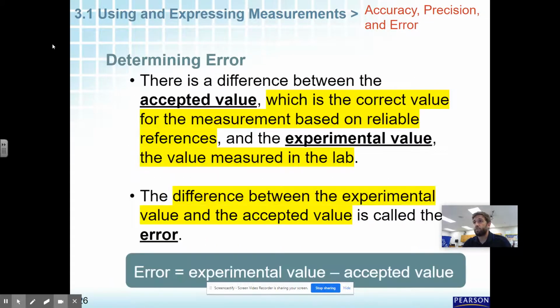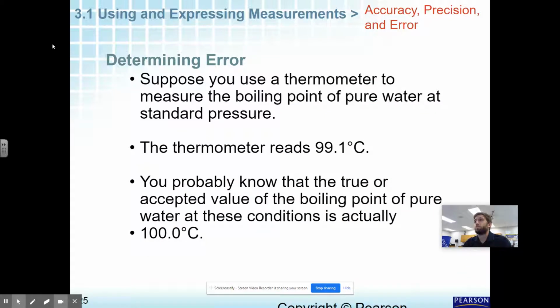I kind of skipped over this, so I'm going to go back to it, my bad. Suppose you use a thermometer to measure the boiling point of pure water at standard pressure. The thermometer reads 99.1 degrees Celsius, but the true boiling point of water is 100 degrees Celsius. That is the accepted value.